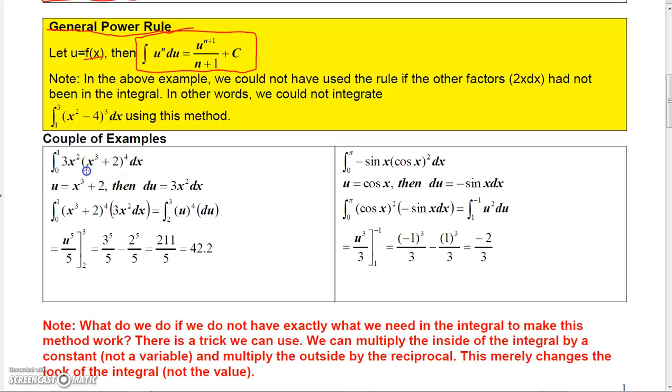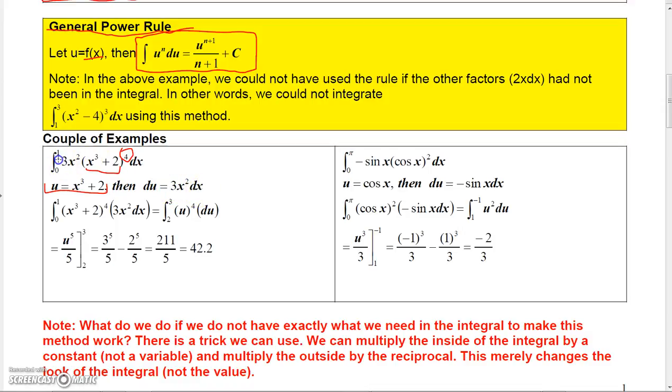Well, since x cubed plus 2 is raised to the fourth power, I'm thinking maybe I can write this as u to the fourth. So this integral might be able to be u to the fourth du. Well, if you let u equal the binomial that's in the parentheses, and then you calculate du by saying the derivative of this times dx.